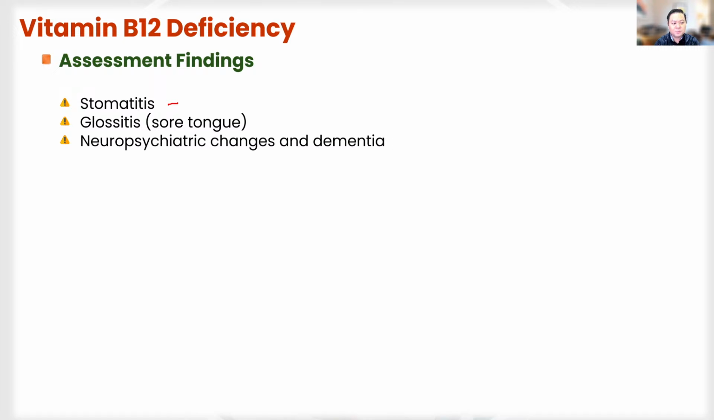Now, another assessment finding here would be neuropsychiatric changes and dementia. So what you will notice in this patient will be a significant memory loss. Please take note of that. Significant memory loss will be a top nursing assessment, especially for the adult person. And here, they're probably going to exhibit many cognitive changes. They probably will have some kind of confusion, disorientation, and this can progress into more severe forms of dementia if this is untreated. Okay.